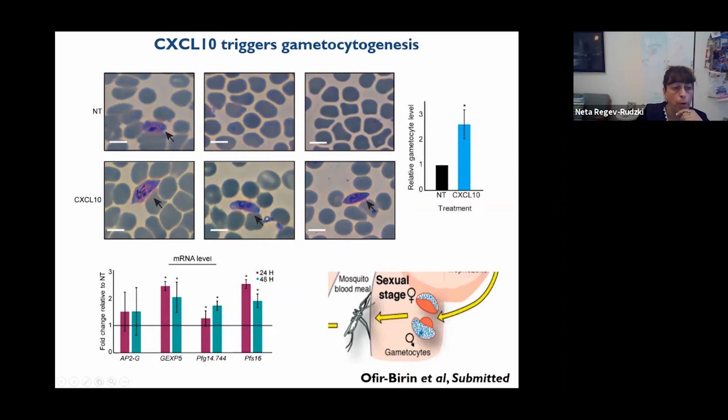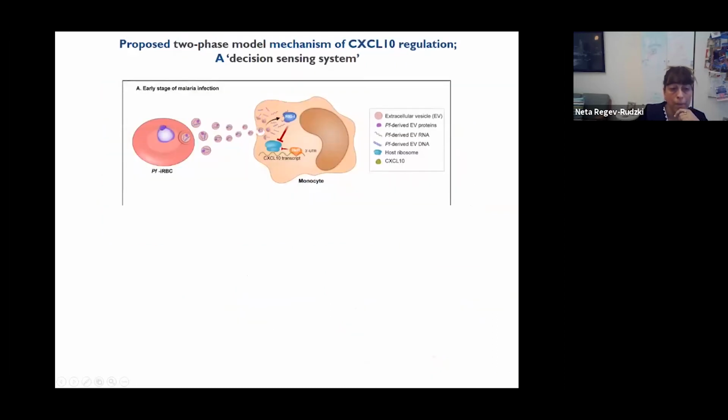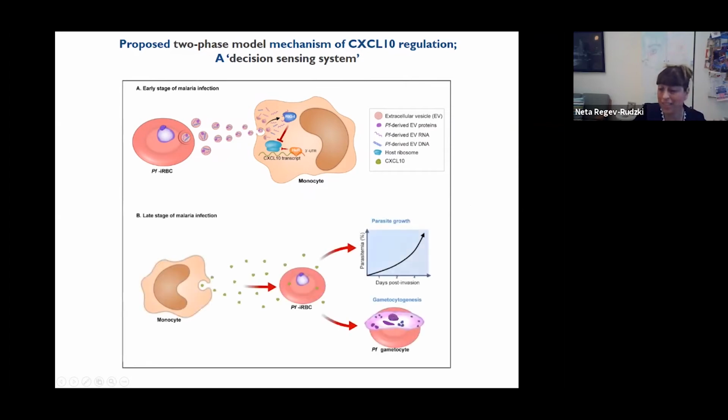So we propose this two-phase model mechanism of IP10 regulation, which works as a decision sensing system. The parasite works really hard to reduce IP10, and that's at the early stage of the infection or the non-complicated infection. But when the parasite can no longer reduce IP10 levels, at the later stages or the severe cases, and IP10 is then secreted, the parasite can sense it and change its tactics, go faster, and develop into the sexual forms to move on to the mosquito vector.